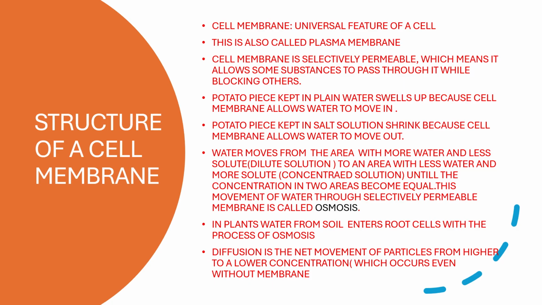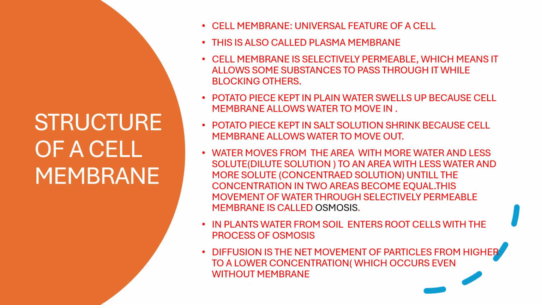Now, what is osmosis? Osmosis is the movement of water from the area with more water and less concentrated solution to the area with less water and more concentrated solution until the concentration in the two areas becomes equal. This movement of water through a selectively permeable membrane is called osmosis.